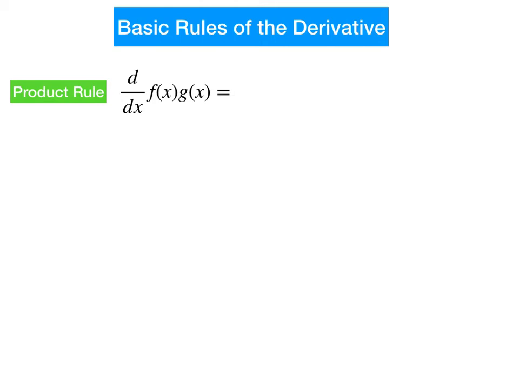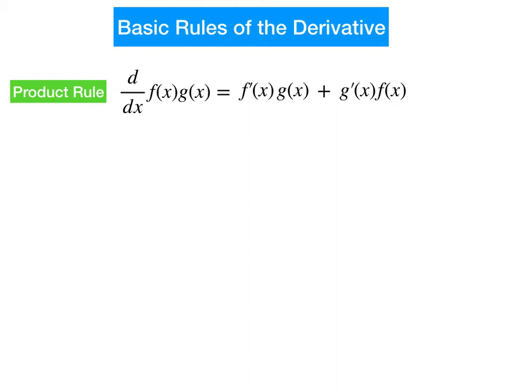The product rule says the derivative of a product of the two functions f of x and g of x equals the derivative of f of x multiplied by g of x, plus the derivative of g of x multiplied by f of x.